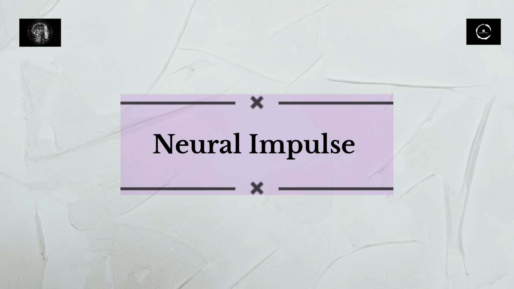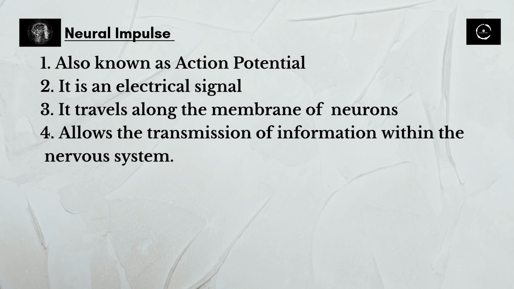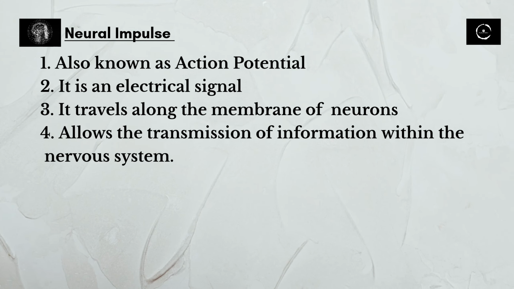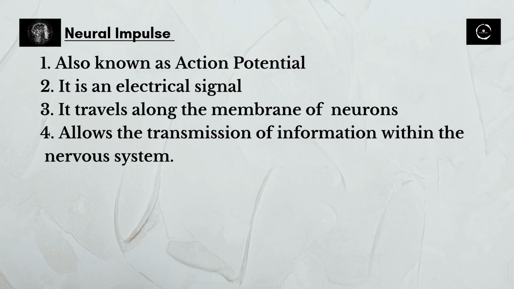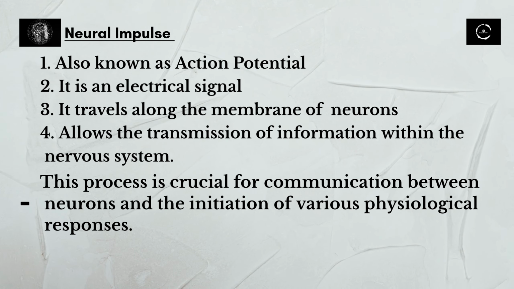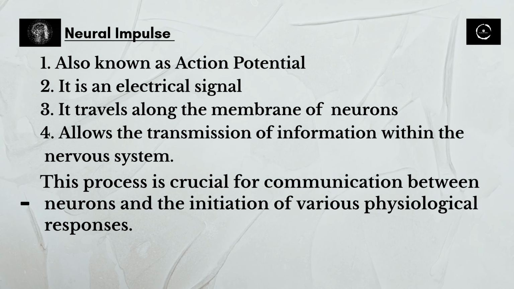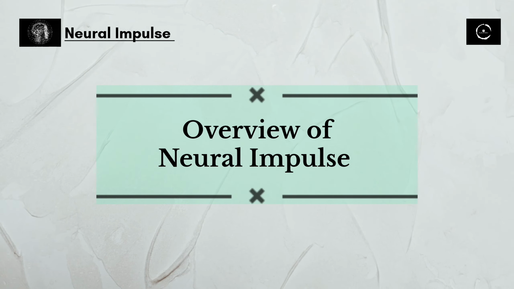Now let's talk about the neural impulse. Neural impulse, also known as an action potential, is an electrical signal that travels along the membrane of a neuron, allowing for the transmission of information within the nervous system. This process is crucial for communication between neurons and the initiation of various physiological responses. Here is a detailed overview about neural impulse.